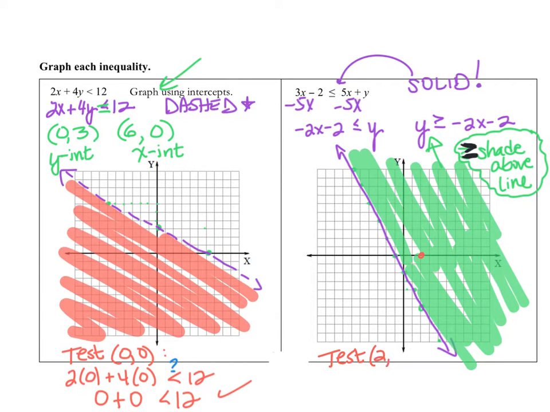You could test (0, 0) again because it's not on the line. If it was on the line, you'd have to pick a different point. So let's say I put in 0 for y. I want to know, is that greater than or equal to negative 2 times 2 minus 2? Well, negative 2 times 2 is negative 4, minus 2 is negative 6. Is 0 greater than or equal to negative 6? Yes. So because it is, you shade in the direction of the test point, which is above the line, so that double checks what we just calculated.